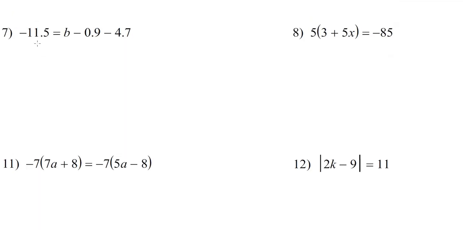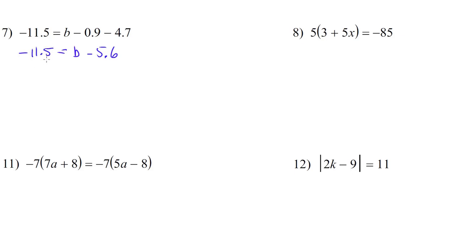All right, looking at number 7, we have negative 11.5 equals b minus 0.9 minus 4.7. So again, in this equation, we can combine like terms before solving. Negative 0.9 and negative 4.7 can be combined because they are both constants. So negative 0.9 minus 4.7, they're both negative. That means we're going to add them together and keep the sign. Negative 0.9 minus 4.7 is negative 5.6. We copy down the rest of this equation.